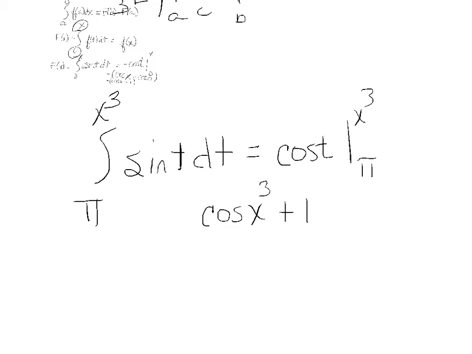Negative cosine x cubed minus 1. Is it negative? Hang on. Are you saying cosine or tangent? What's the cosine of x cubed? Okay, so we get negative, because the derivative of the cosine is negative sine. And so this becomes, this is minus again, isn't it?